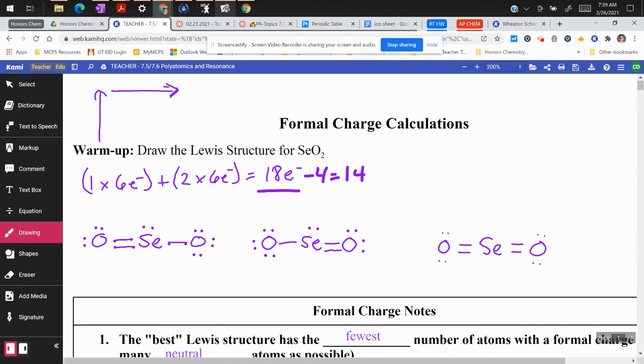Well, I see that the octet rule is satisfied for everything, but my issue is I have 2, 4, 6, 8, 10, 12, 14, 16 electrons. I need to add 2 more somewhere.